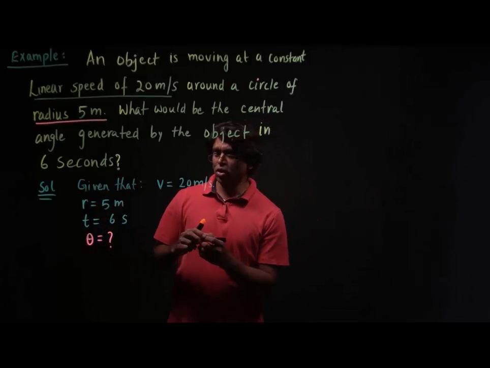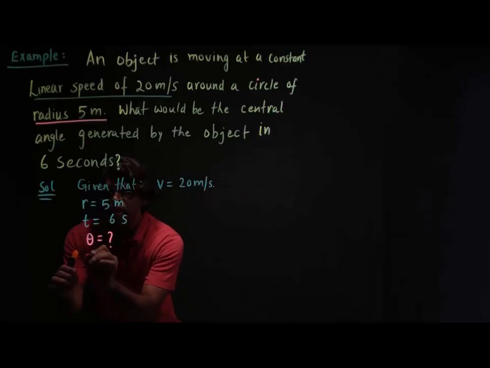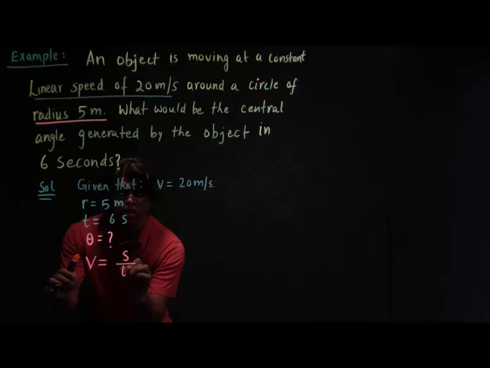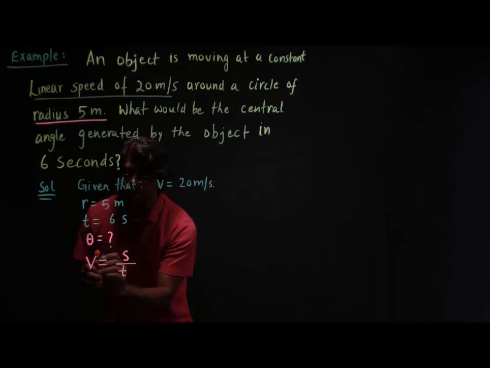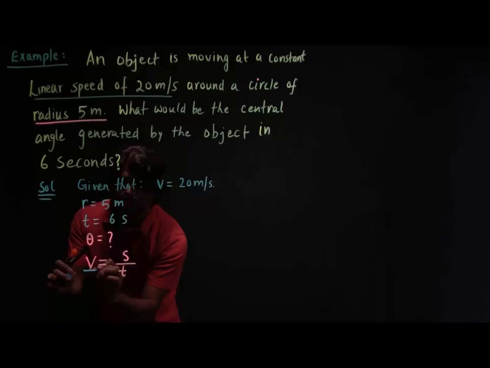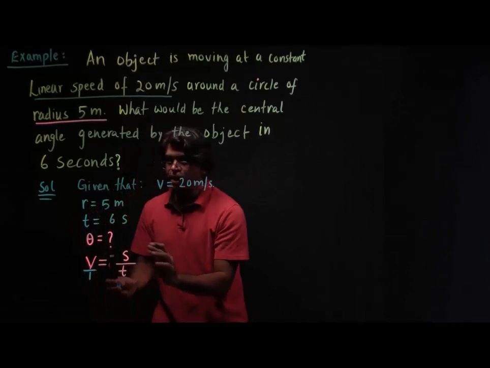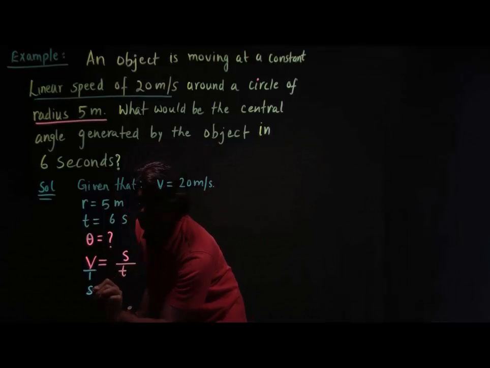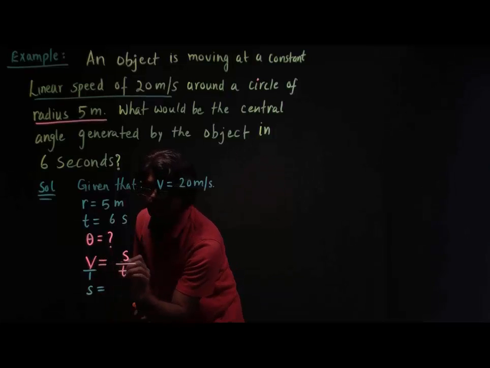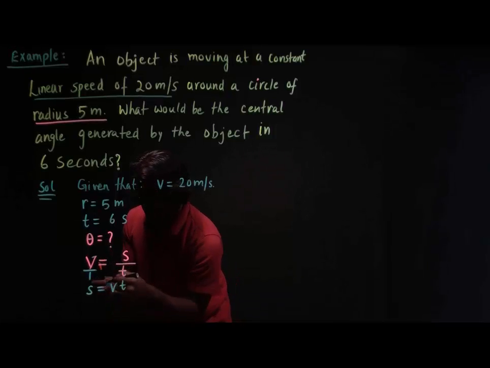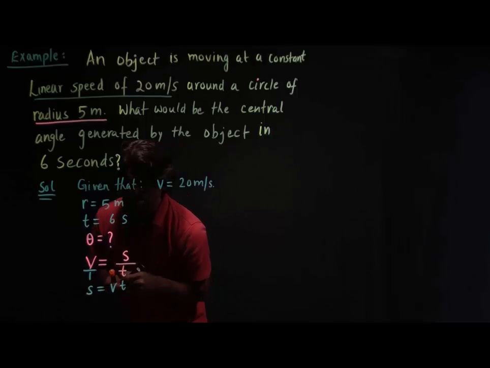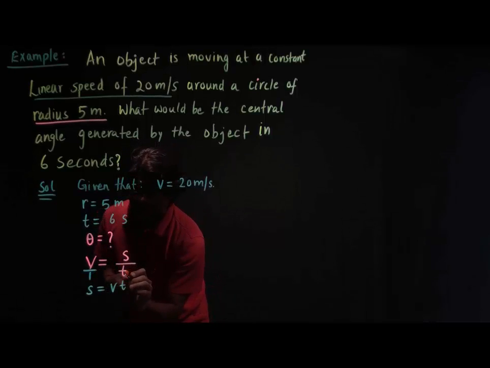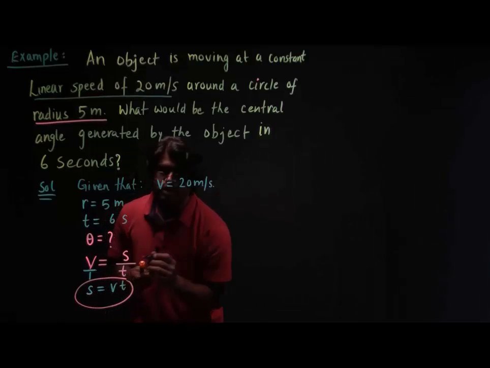If you remember, linear speed v is equal to distance over time. If we simplify, we can write linear speed over 1 is equal to s over t, and if we cross multiply, s times 1 is s, that is equal to v times t, vt. This is my relation between time, linear speed, and distance.